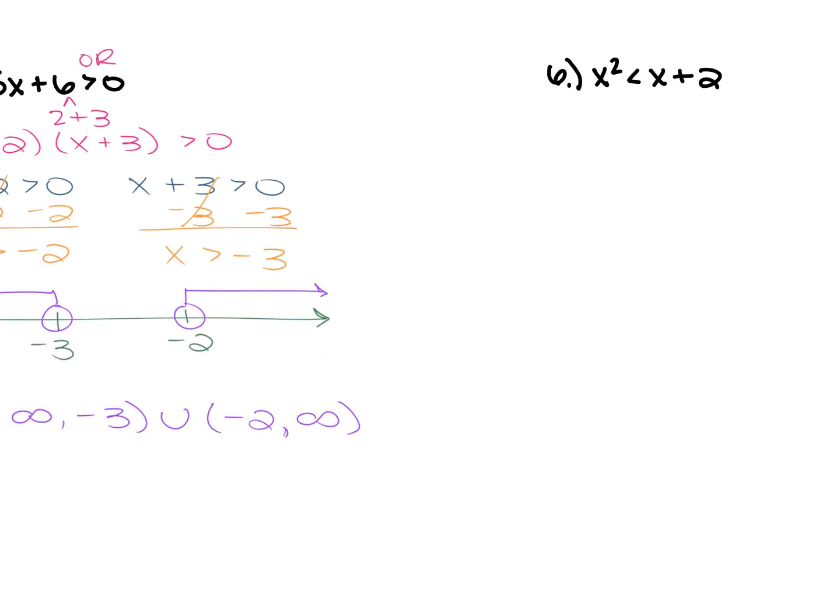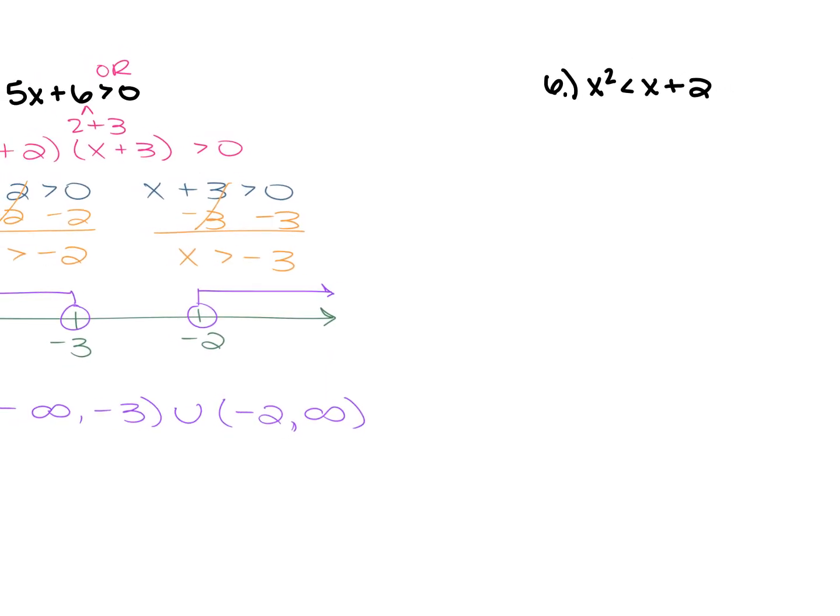For number 6, you have x squared is less than x plus 2. We're going to move the x over by subtracting it. We're also going to move the 2 over by subtracting it. So this is going to give us x squared minus x minus 2 is less than 0. All of our terms are on the same side. It's less than 0, so this is going to be an and graph.